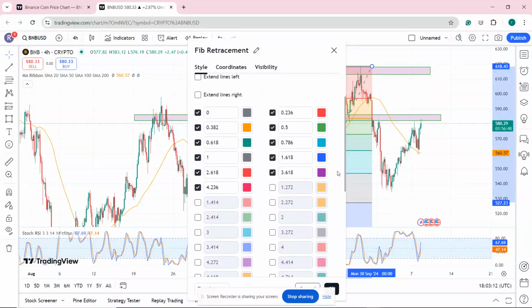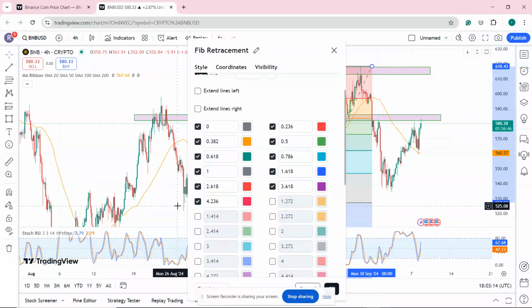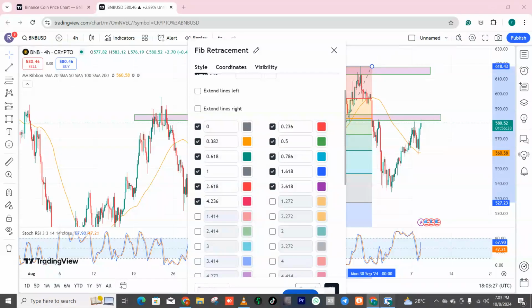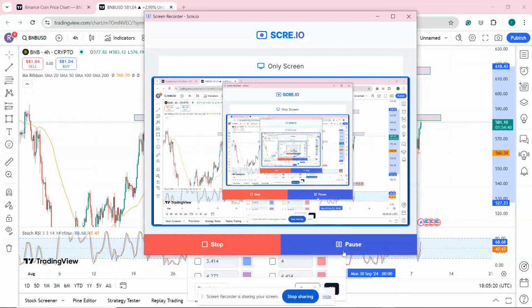I want to remove some of these fib levels. These four points, do I need this? Yes, sir. Okay, Bombo. All right. So please give me one minute. Let me get something done.